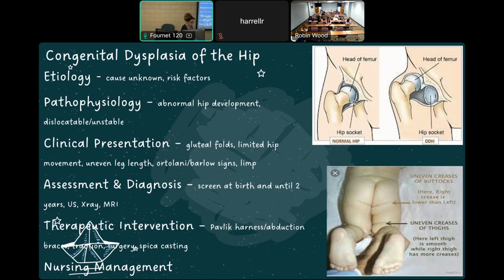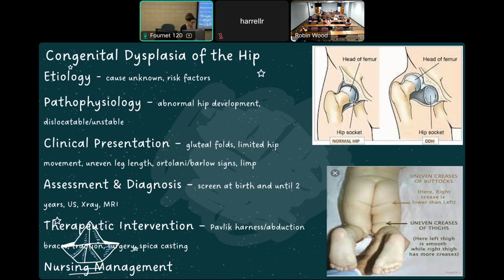And with the spica cast, they'll have what's called an abduction bar. So a bar fixed in the cast that keeps their hips in an abducted position. That's not for you to grab and flip-flop the patient and help pull the patient up. That's a big no-no. Tell the parents too.